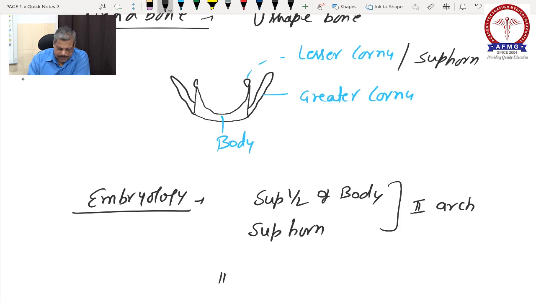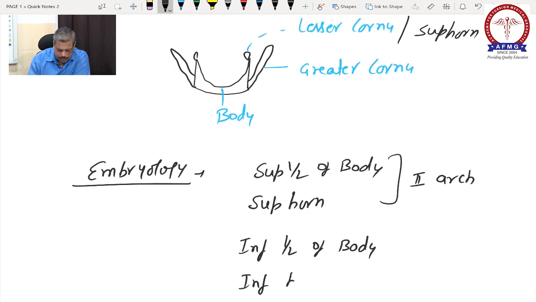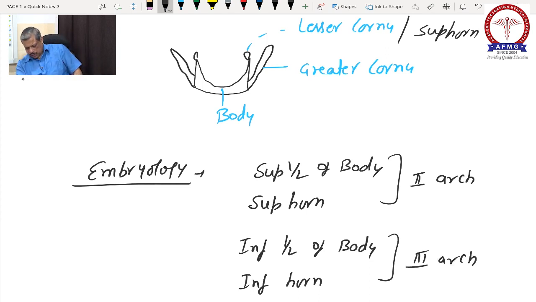And the next is the inferior half of the body and the inferior horn. It develops from the third pharyngeal arch. So it is a small bone, but it developed from two pharyngeal arches. The superior half of the body and the superior horn, that is the lesser horn, develop from the second pharyngeal arch. The inferior half of the body and the inferior horn, the greater cornu, develop from the third pharyngeal arch.